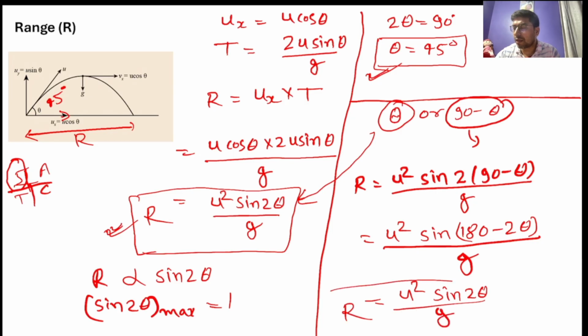So here is one more result we got. Whether you throw the object at theta angle or 90 minus theta angle, clear? The range of the projectile will be the same.